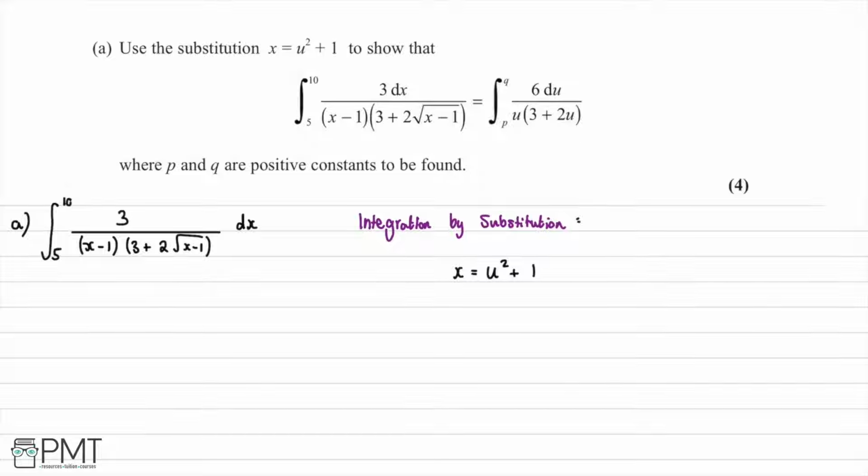So therefore, we're going to say that u squared is going to be equal to x minus 1, and therefore we can say that u is going to be equal to the square root of x minus 1.